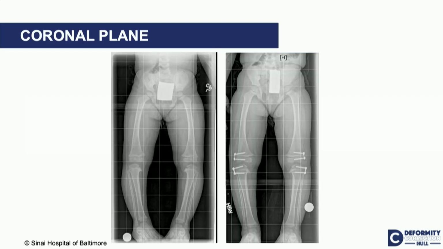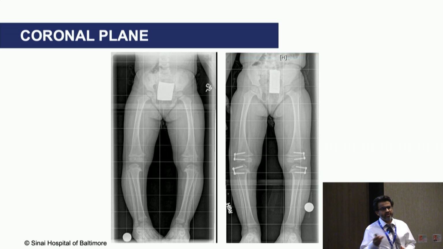So in the coronal plane, we talk about genu varum and genu valgum. Basically, what you do, if this is genu varum, you go to the side that we think is growing faster, and we try to halt the growth until the recovery is there.